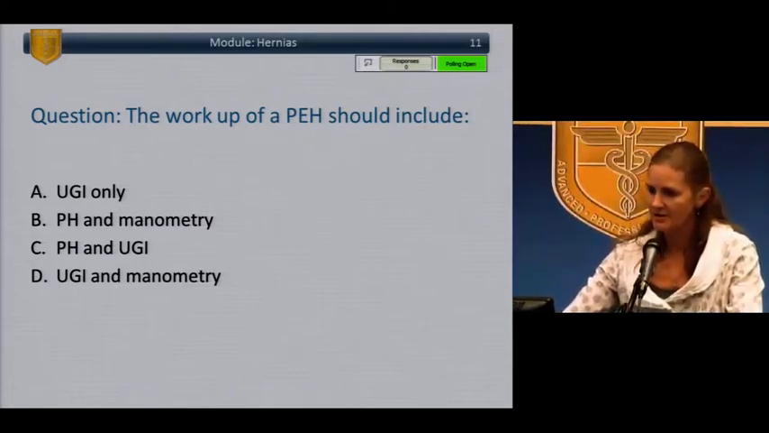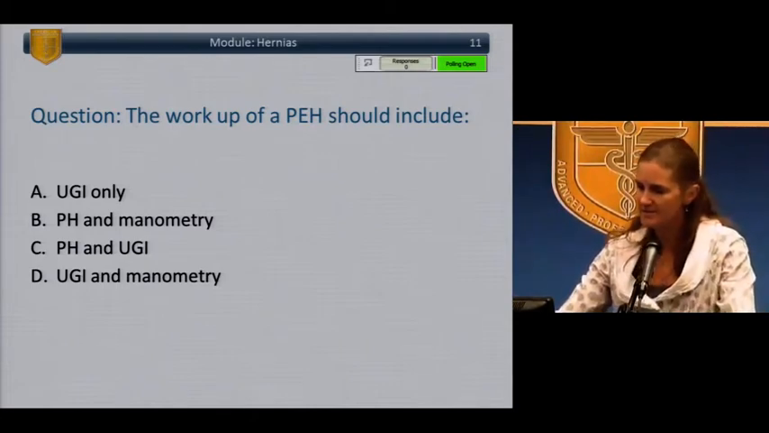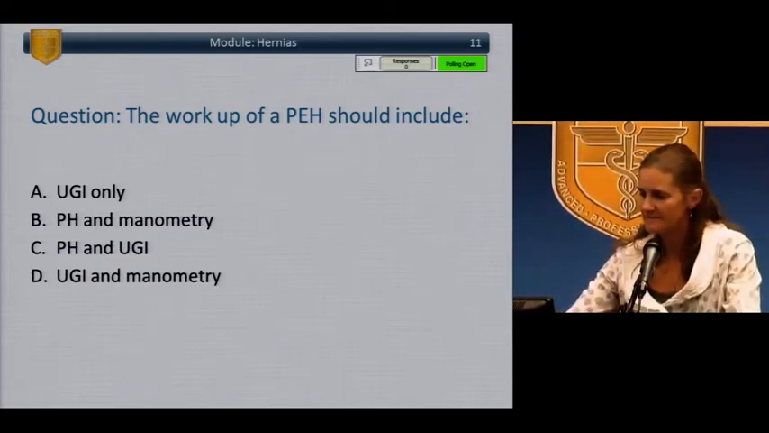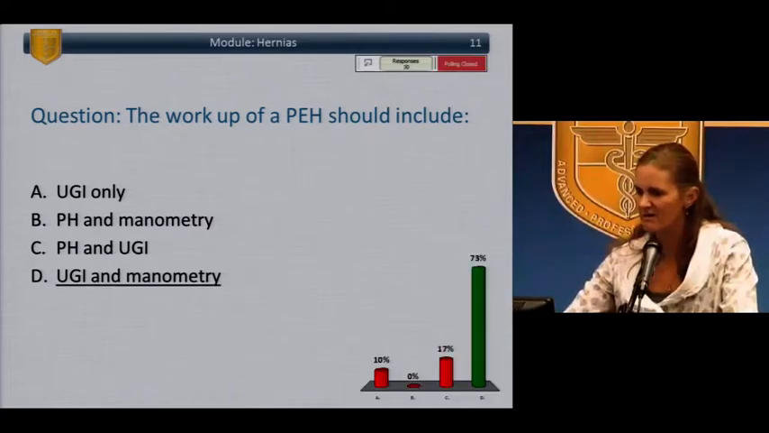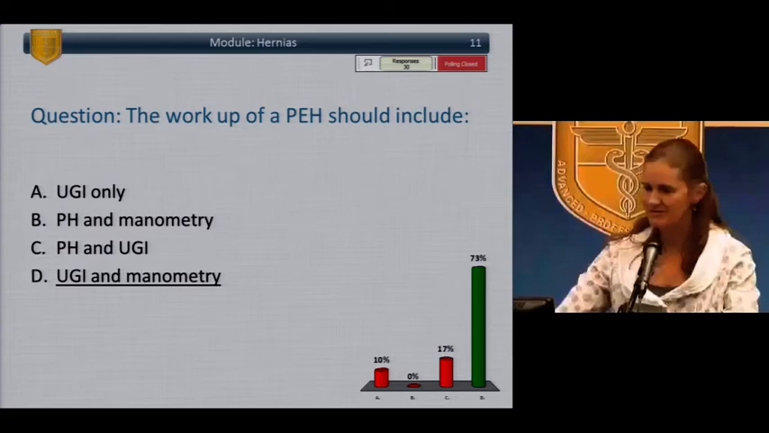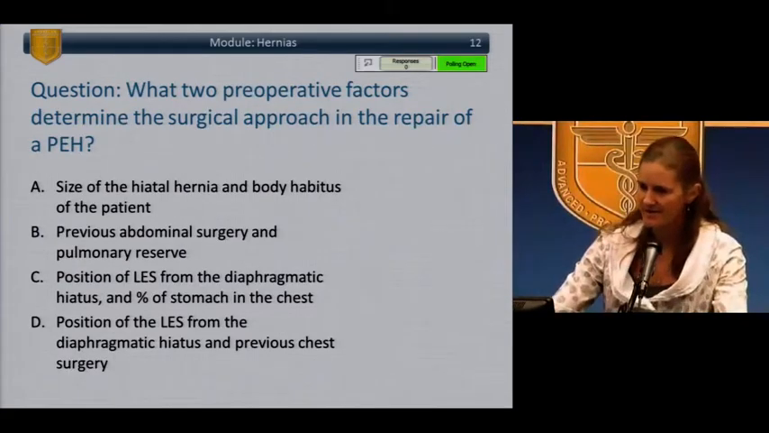Next question. The workup of a paraesophageal hernia should include A, an upper GI only, B, a pH and manometry study, C, a pH and upper GI study, D, an upper GI and a manometry study. And I'm sure those of you that don't do this are looking at that and going, ugh. The answer is the upper GI and manometry study. And we'll talk a little bit about why that is.